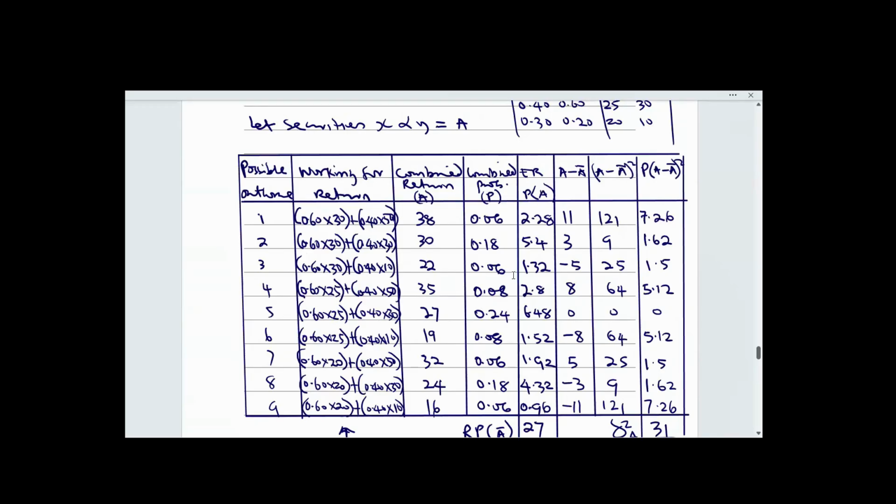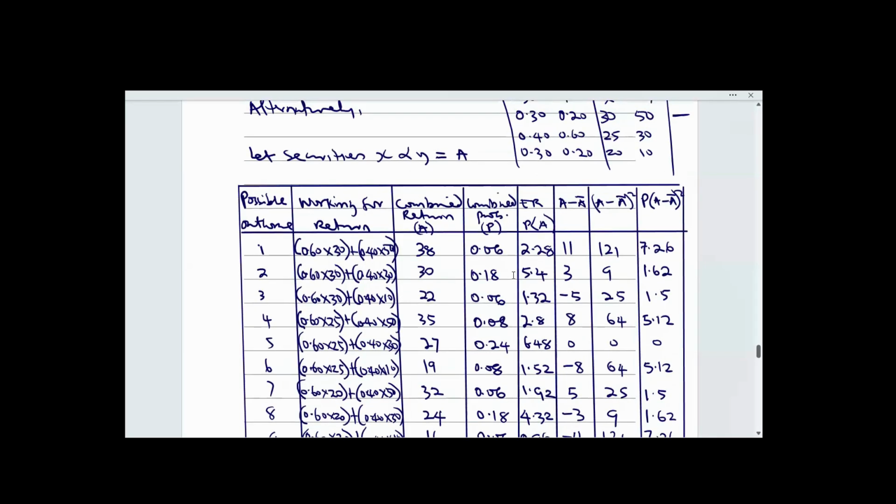Yes, Rose, talk to me quickly. Sir, please, can you just one more time, how you got that 0.06? I didn't get it. To get the probability, look at the heading. You are combining probability the same way you combine return to get 38, 30, 22, and all of that. It's the same way you are going to combine your probability.